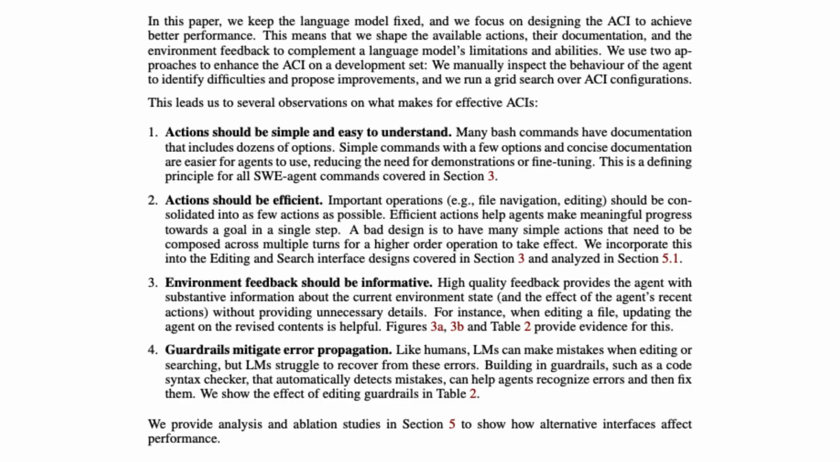In this paper, we keep the language model fixed and we focus on designing the ACI to achieve better performance. This means that we shape the available actions, their documentation, and the environment feedback to complement a language model's limitations and abilities. We use two approaches to enhance the ACI on a development set. We manually inspect the behavior of the agent to identify difficulties and propose improvements, and we run a grid search over ACI configurations. This leads us to several observations on what makes for effective ACIs.